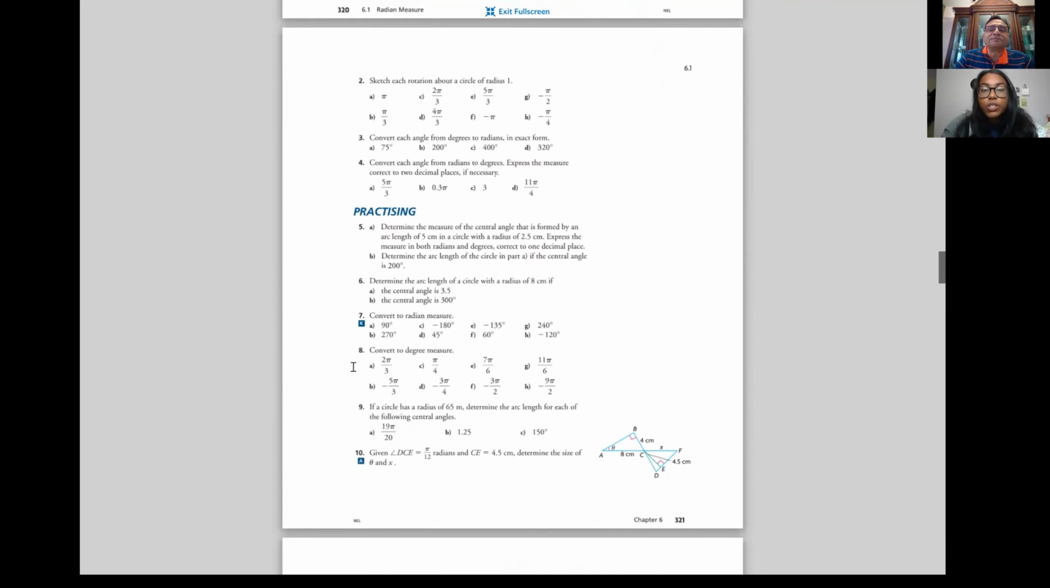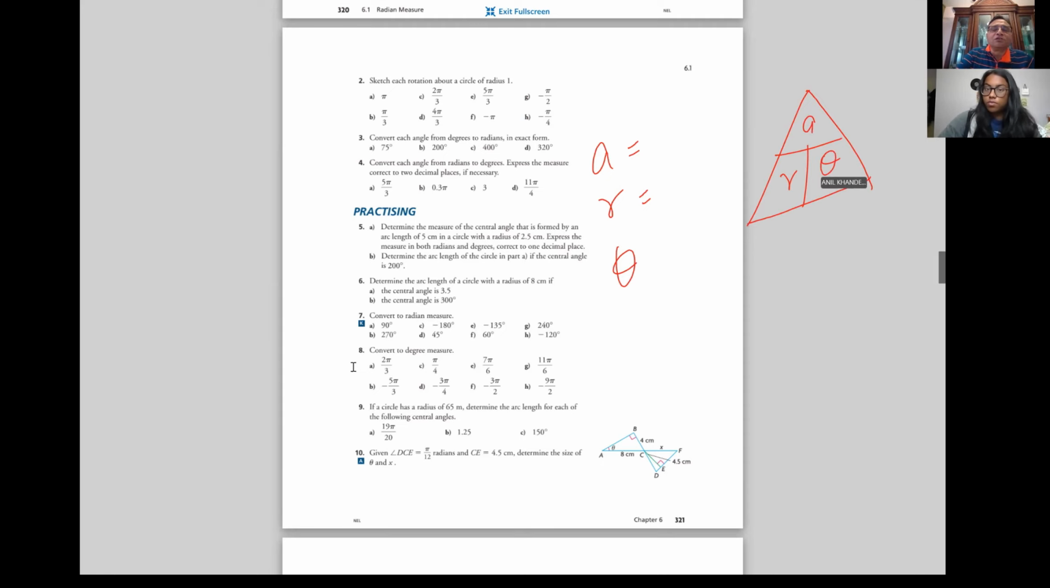5A, determine the measure of the central angle that is formed by an arc length of 5 centimeters in a circle with a radius of 2.5 centimeters. Express the measure in both radians and degrees, correct to 1 decimal place. Easy, right? So you have to use a, r, and theta, right? And remember this, just make this triangle easy to remember: a is r times theta.